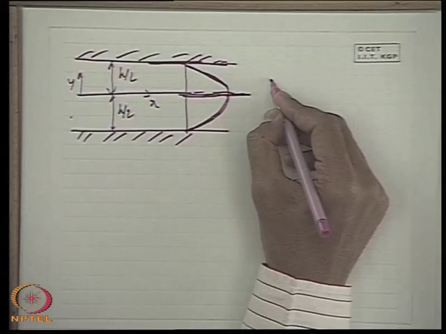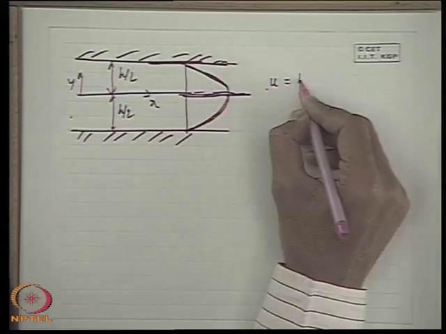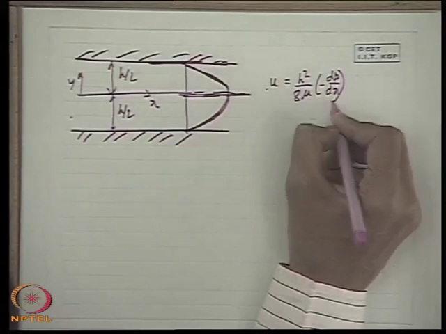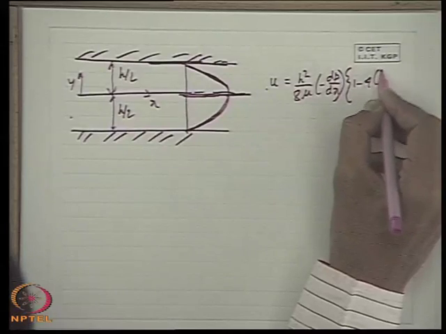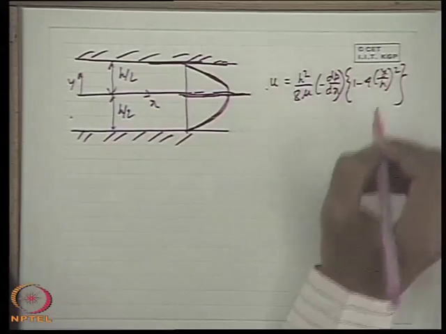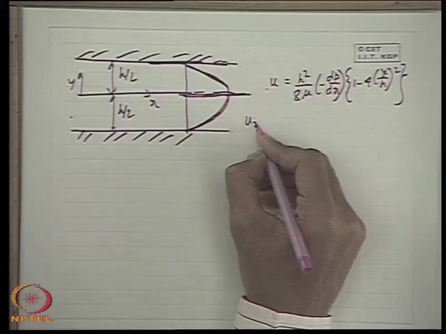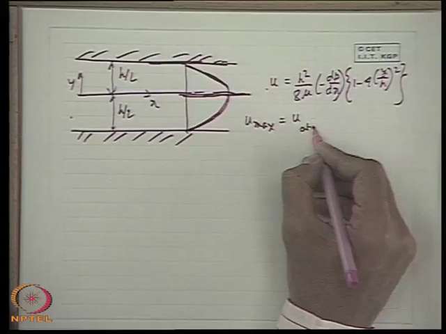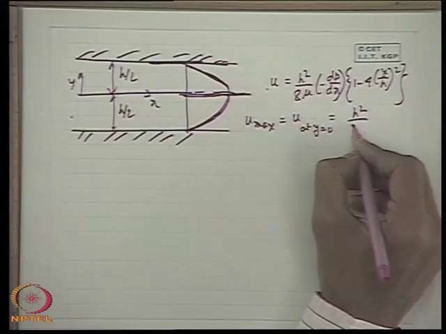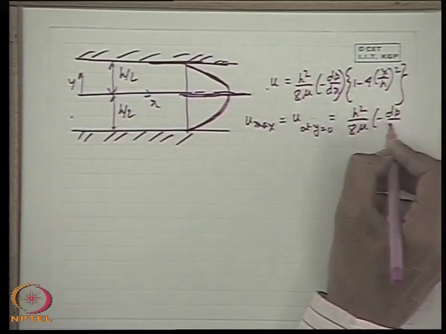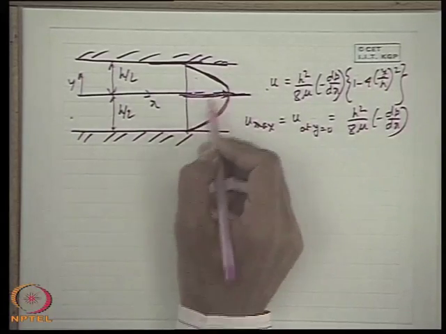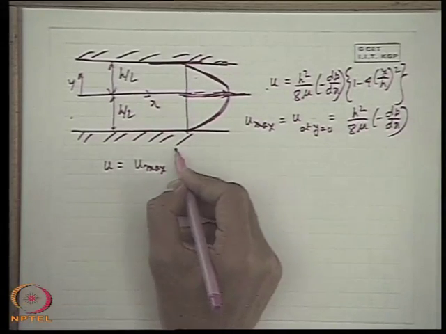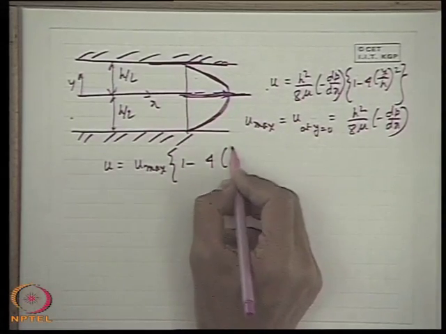So, therefore, we see that the velocity distribution u is equal to h square by 8 mu into minus dp dx into 1 minus 4 y by h whole square. Obviously, maximum velocity takes place at y is equal to 0. When y is equal to 0, u is u max, and its value is h square by 8 mu minus dp dx. And this is the diagram. So, maximum velocity is at the center line. So, u can be written in terms of u max as u max into 1 minus 4 y by h whole square.